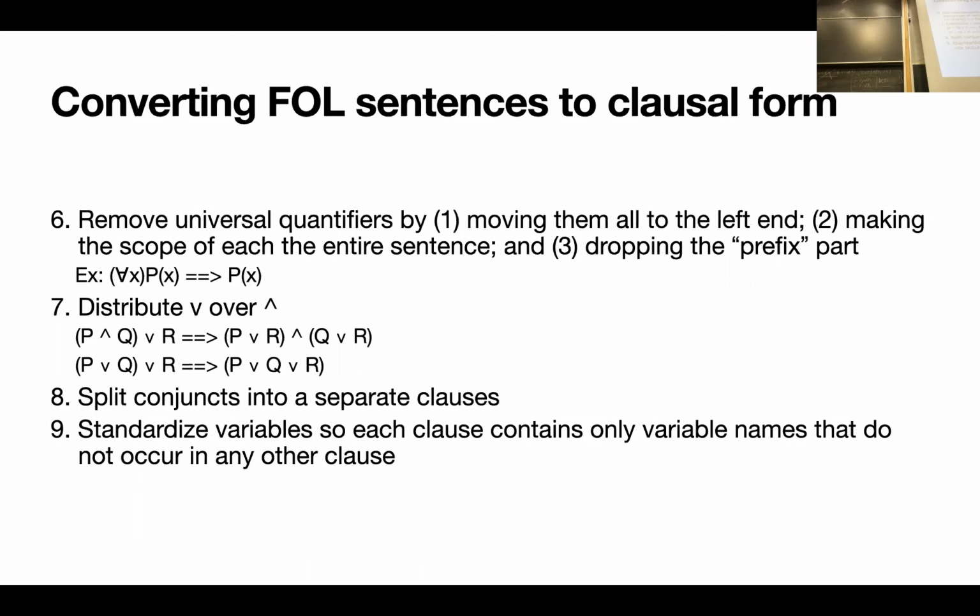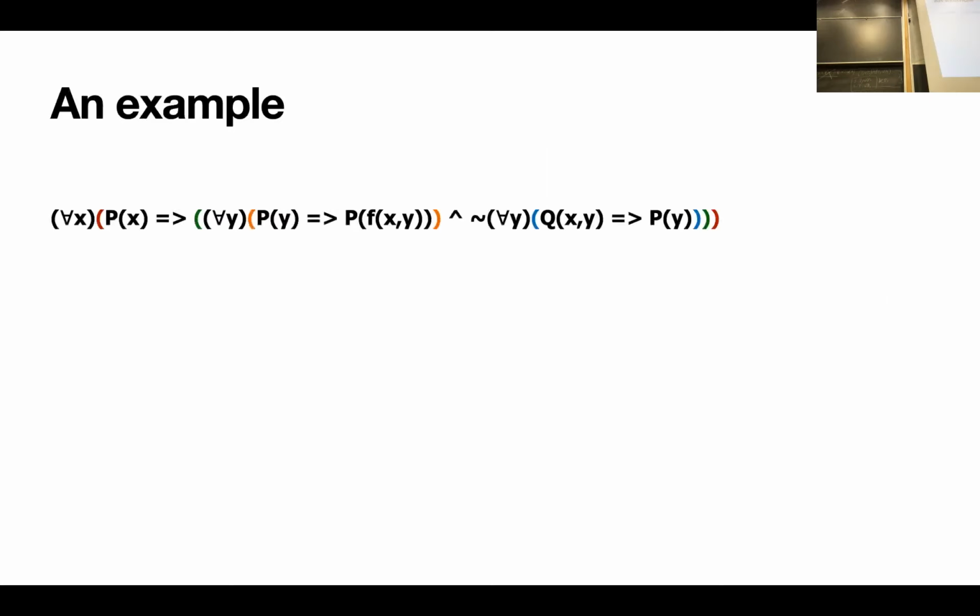And then we do some more things. For example, we do distribution over ORs and ANDs and so on, and we remove the existential quantifiers by moving. We can slide them all to the leftmost. Let's see an example of how that will work. So for example, let's say this expression: we have a super long and complicated first order logic expression. How do we bring it to a normal form, a clausal form?